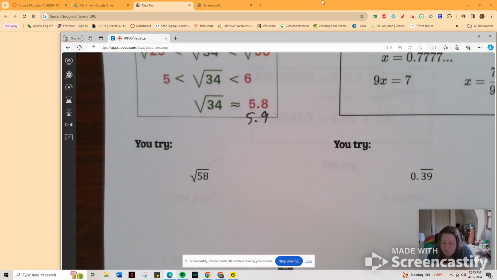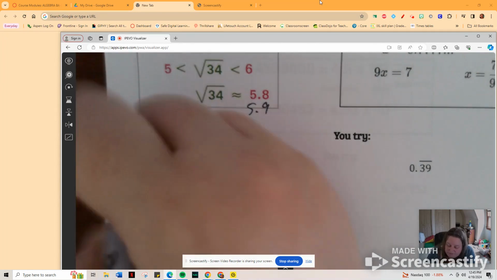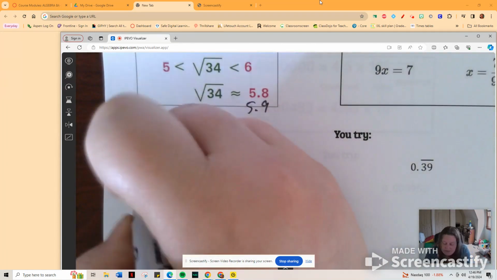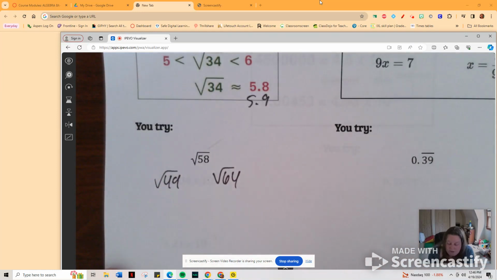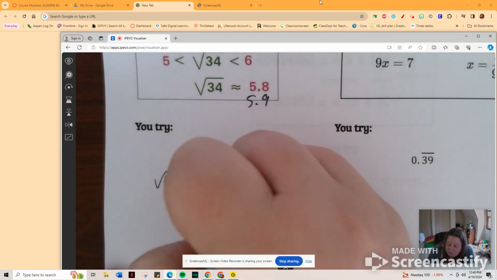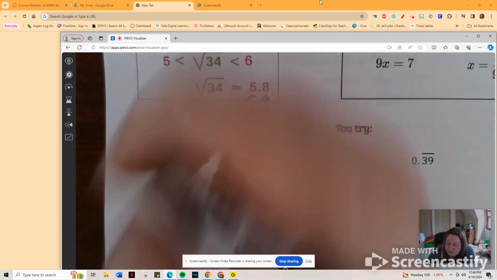So we're going to do this with the square root of 58. So the 2 consecutive perfect squares around 58 are 49 and 64. The square root of 49 is 7. The square root of 64 is 8. So that means the square root of 58 is somewhere between these 2 numbers.